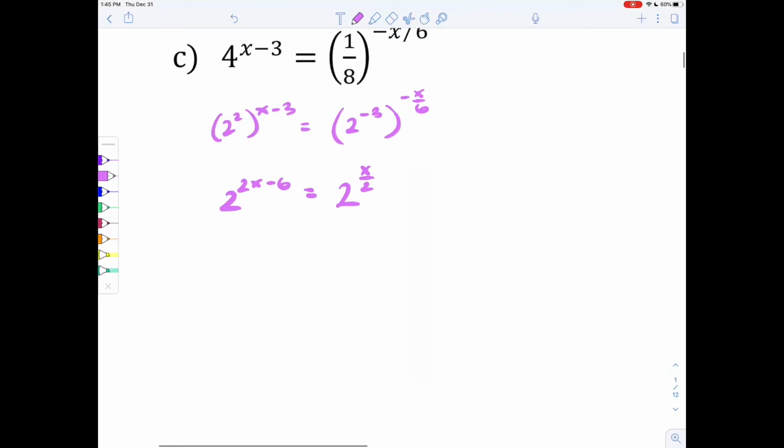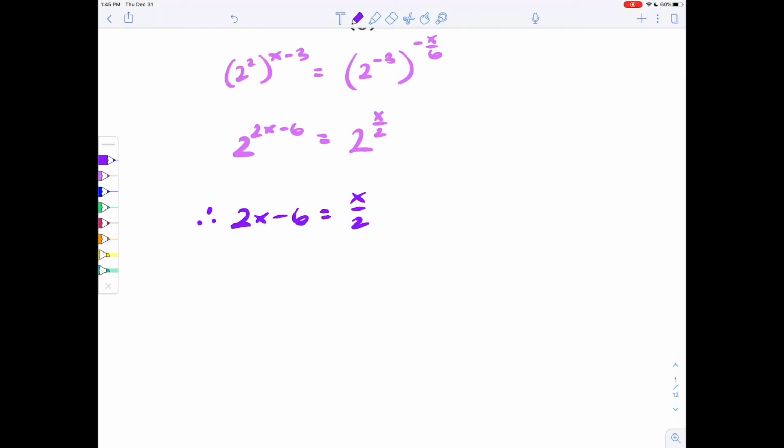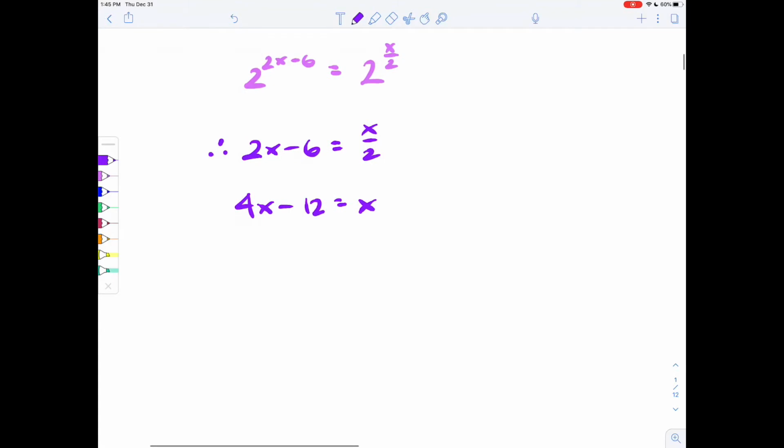All right, power equals power. I can say then that the exponents are equal. Solve this however you want. I have a tendency, sometimes, to get rid of the fractions right away, so that's all I'm doing here. Just multiply both sides by 2. But if you have a different method, go for it.